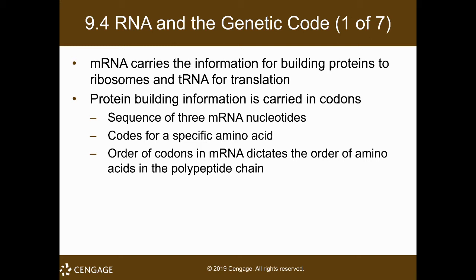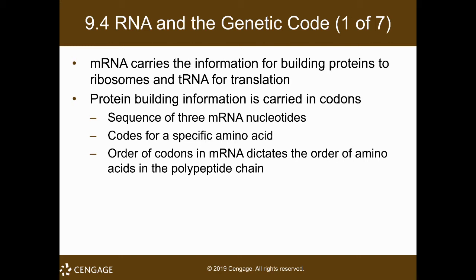So, in order to accommodate 4 versus 20, the RNA nucleotide bases are grouped into groups of 3. Those groups of 3 are called codons. These are sequences of 3 nucleotides, and they do not overlap. There's no overlapping of a codon. So, the first 3 nucleotides, 1, 2, and 3, are codon 1. Then nucleotides 4, 5, and 6 are codon number 2. And then 7, 8, and 9 are codon 3, and so on and so forth, until the end of the gene.